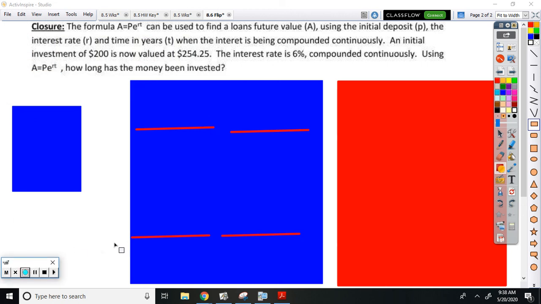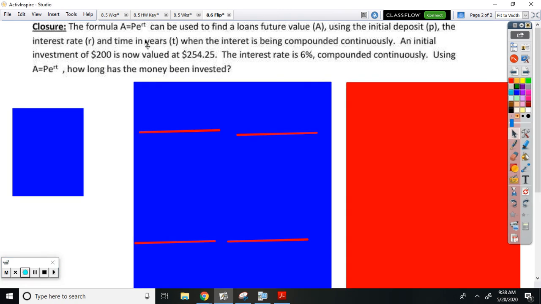All right, so I wanted to go over this closure problem as well. It's very similar to the last question in the notes. There are 2 of these on your mini quiz, so please make sure you're paying attention and taking good notes.